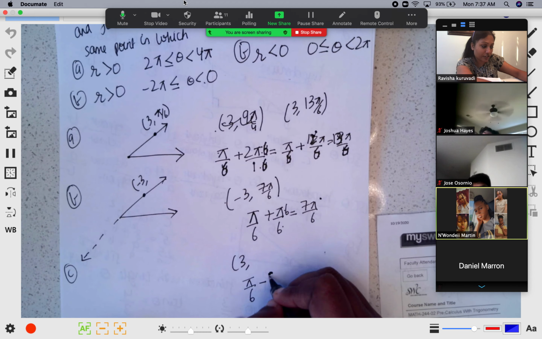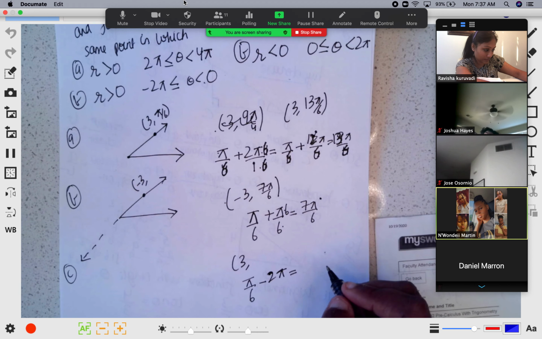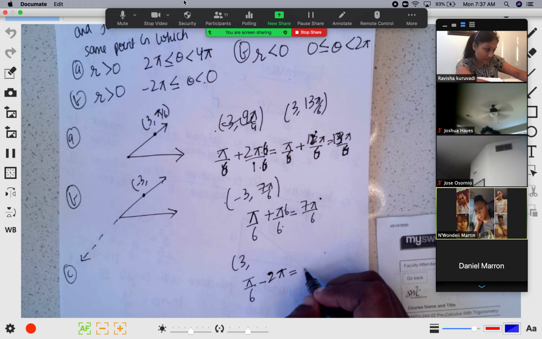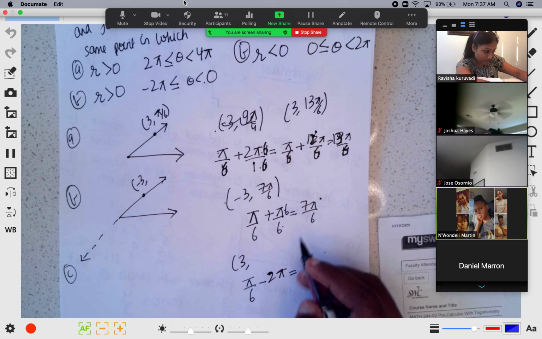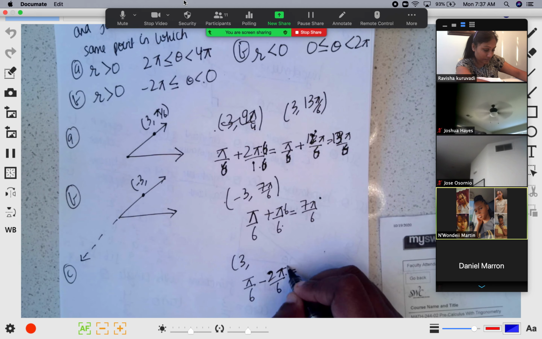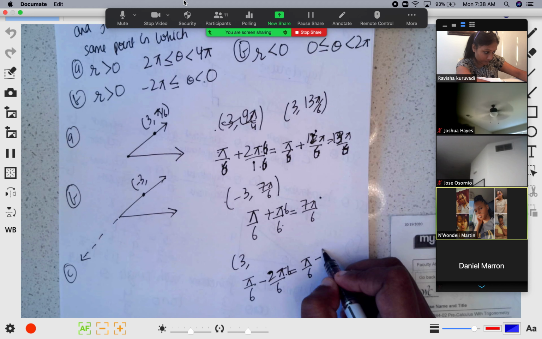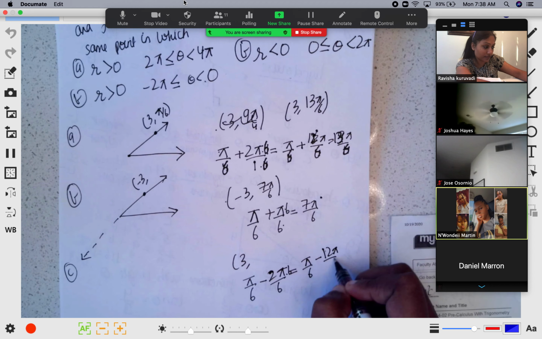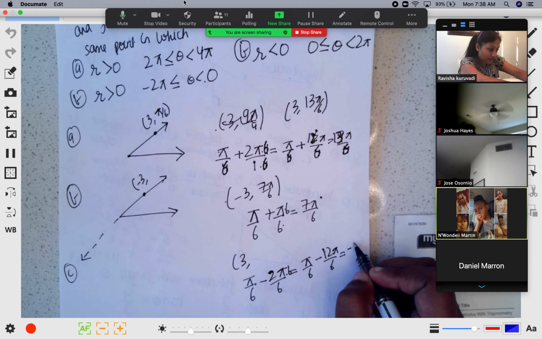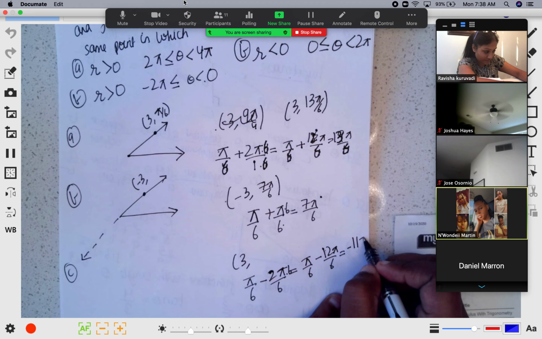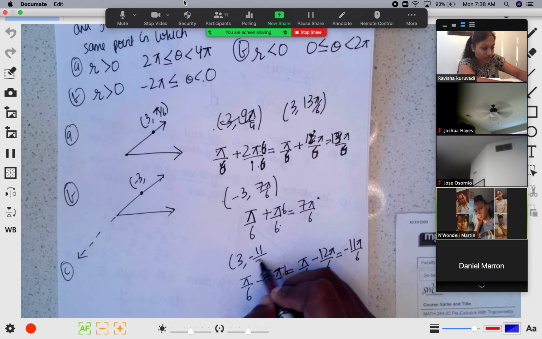When you subtract 2 pi, what do you get? You multiply by 6, so it'll be pi over 6 minus 12 pi over 6, which is negative 11 pi over 6. So that's your answer.